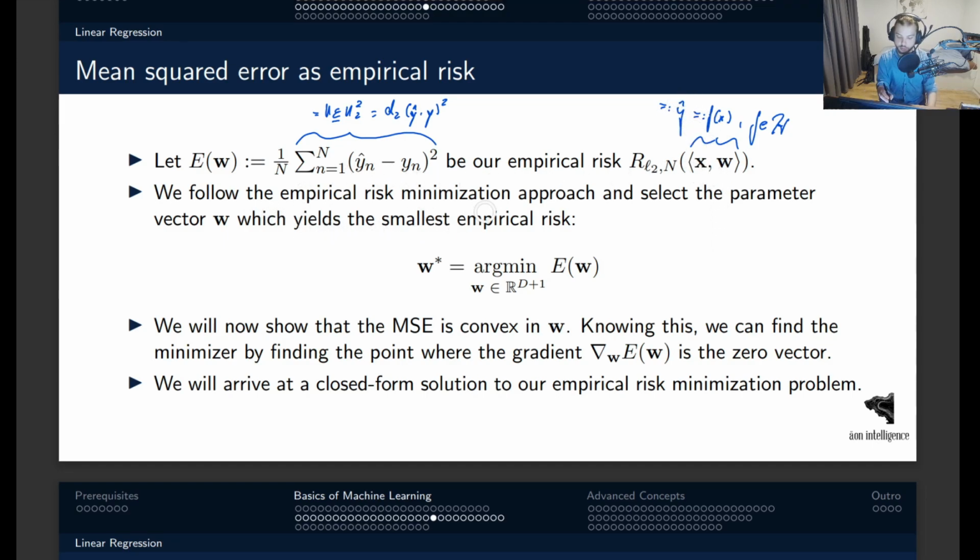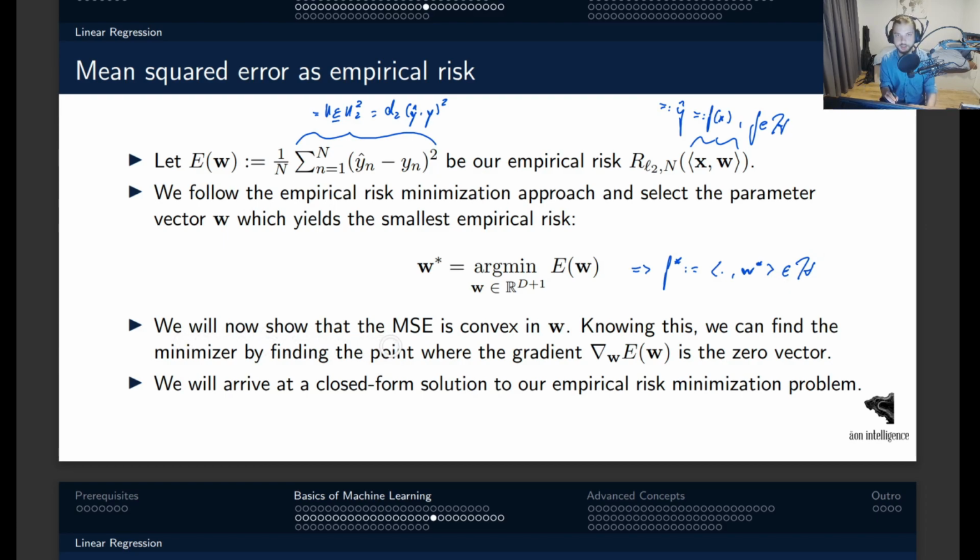And following the empirical risk minimization approach means that we now select the parameter vector w for which the empirical risk is minimized. So the solution is called w star, and this is the argmin of our loss. And observe that this optimal parameter vector w star induces our ideal prediction model, the solution to our empirical risk minimization procedure, which we will denote as f star. And this is defined as the inner product between any observation and the ideal parameter vector w star. And this also lives in our hypothesis space of linear models.